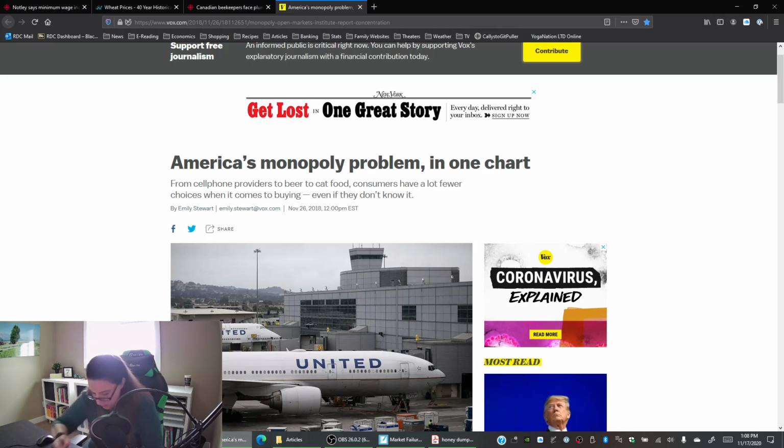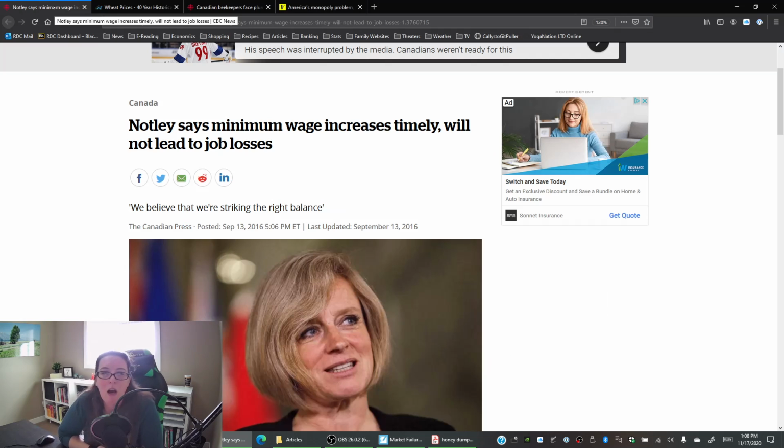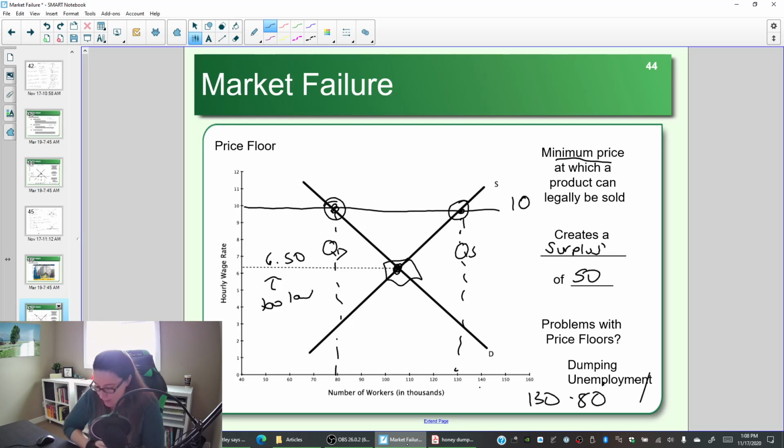Now, here's an article. Oh, that's not it. Here's an article. When Rachel Notley was Premier of Alberta, so this is 2016, there was an increase in minimum wage. So the argument whenever provincial or state governments raise minimum wage is that it's not going to lead to job loss. It's not going to cause this unemployment that we see here. Now, there've been studies that have shown that some incremental increases in minimum wage don't lead to job loss and others do.